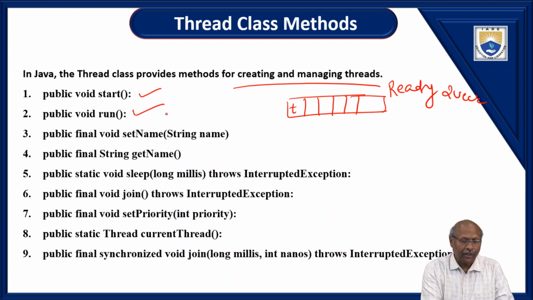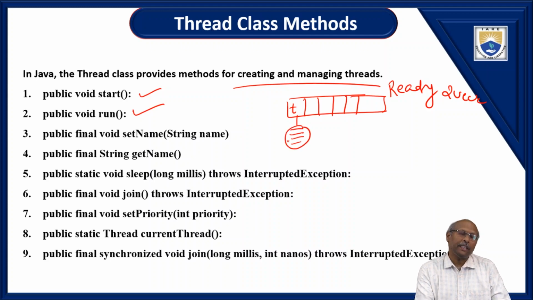Similarly, when you call the run method, it is ready to execute its statements, because in every thread you do some task. The task requires a set of statements. Those statements are part of the run method. So run is the method which executes the statements.